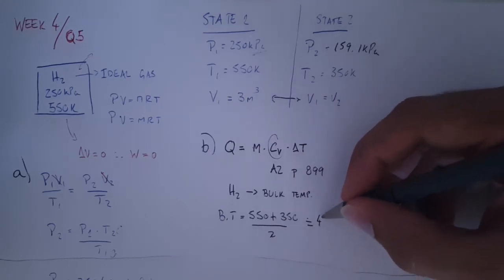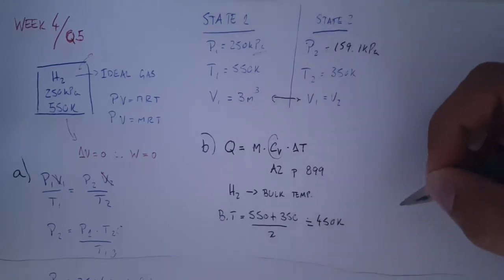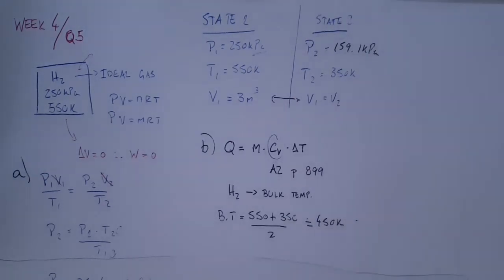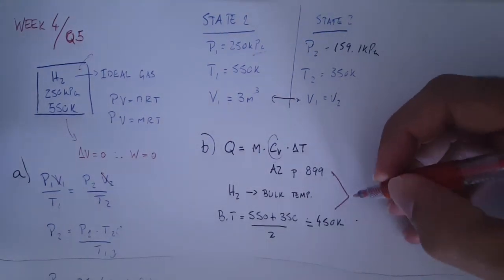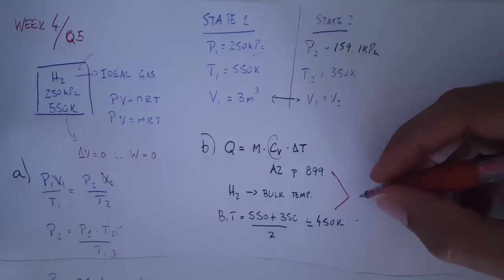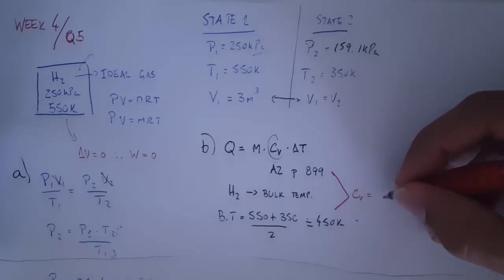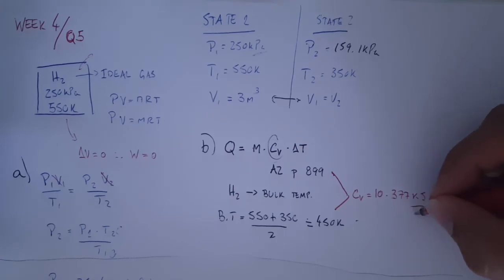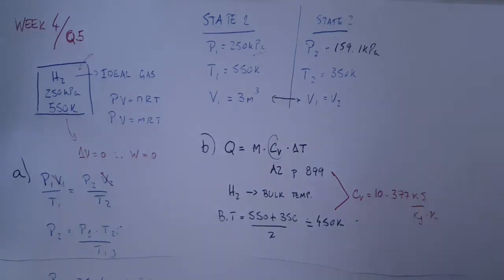Yeah, that's 450. That's 900 divided by 2, 450. So I go to the table, this table here. I'll change colors. Yeah, so I go to this table and I look at 450, and I'm going to grab that CV equals 10.377 kilojoules per kilogram Kelvin.